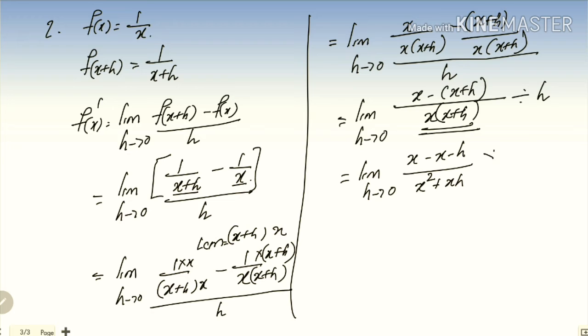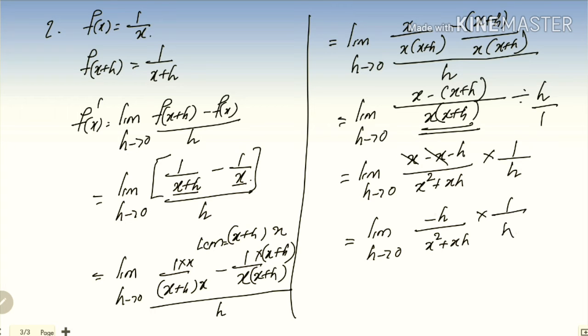Division sign, I am changing it to multiplication, or 1 over h. You know that h over 1 is going to be 1 over h. That is limit h tends to 0. This cancels, minus h will be there, over x square plus xh times 1 over h. Now we can cancel this 2. So it's going to be limit h tends to 0 minus 1 over x square plus xh.